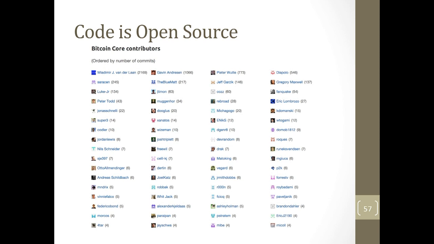Here on the screen is actually a list of contributors to the Bitcoin code, listed in order of contributions, how many commits they've made. And this goes on for, there's probably been a couple hundred people, 200-300 people, that have individually improved the code.